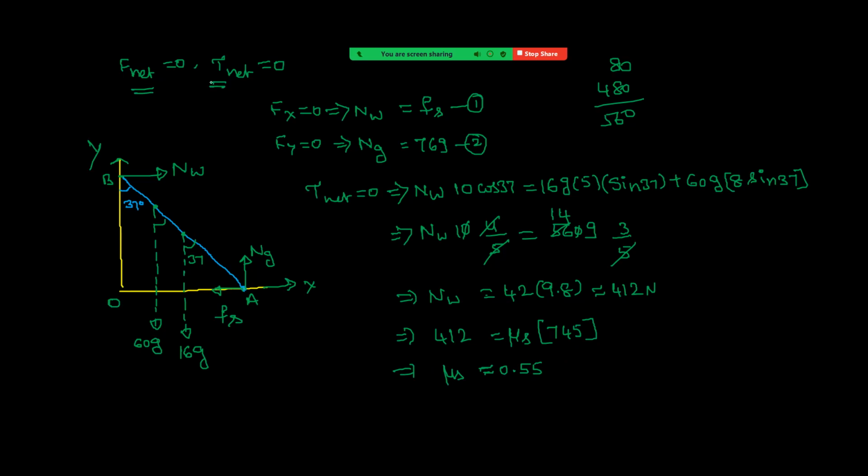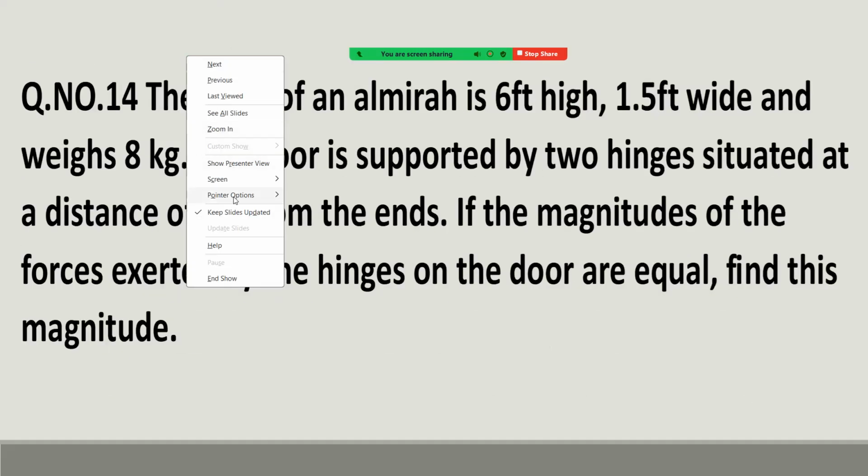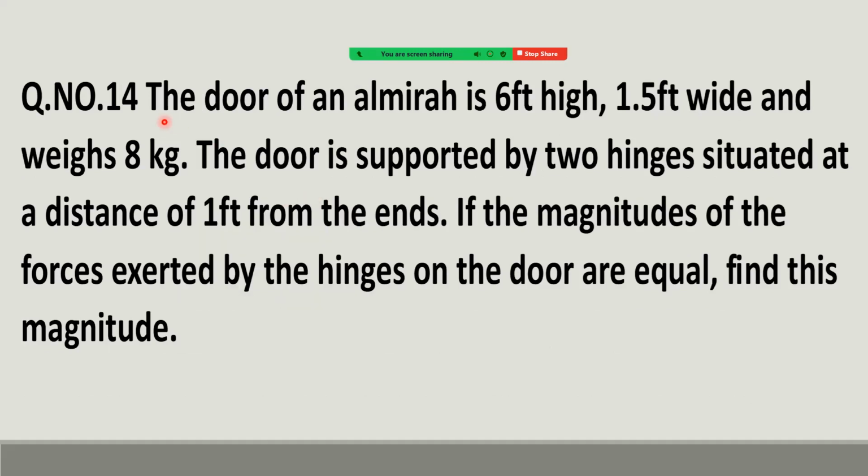Okay, let us take the next problem. And this question is also taken from H.C. Verma. See the question given. The door of an Almirah is 6 feet high, 1.5 feet wide, and weighs 8 kg. The door is supported by two hinges situated at a distance of 1 feet from the ends. If the magnitudes of the forces exerted by the hinges on the door are equal, find this magnitude.